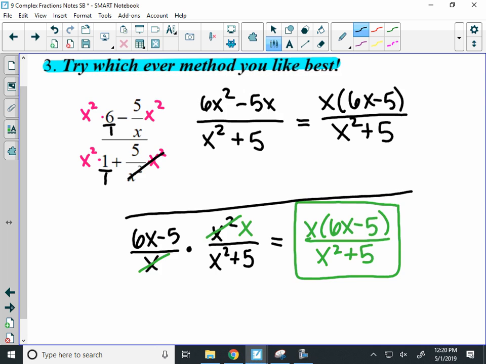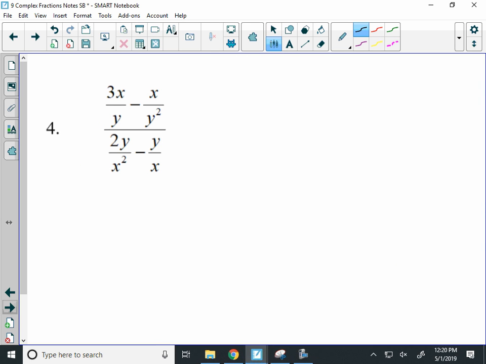All right, let's try another one. Two more. That's it. Flip over. All right, we have a bunch of fractions here. So we can find the common denominator of the numerator, find the common denominator of the denominator, and then simplify, or we can find a least common denominator. Let's try the LCD. I think it'll make this look a little bit better. So we have a y squared, an x squared, and an x. What do you think the least common denominator is going to be here? X squared, y squared.